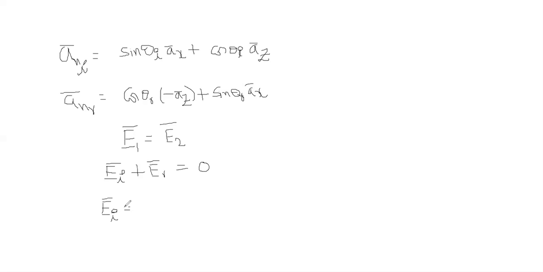EI bar is equal to the magnitude EI, and the wave travelling has the phase e power minus j beta 1. I take beta 1 because it is the dielectric one, medium 1, with z value, beta 1 into z. That z is nothing but ANI bar dot R bar. What is ANI? We have sine theta into AX bar plus cos theta into AZ bar, and there is no component in the AY direction. So EI bar is equal to EI into e power minus j beta 1 into ANI bar dot R bar.